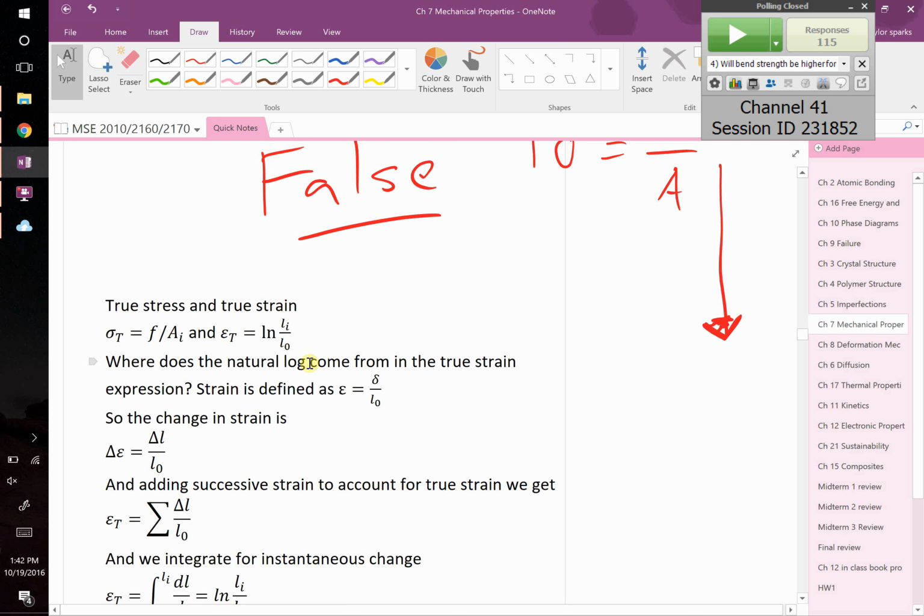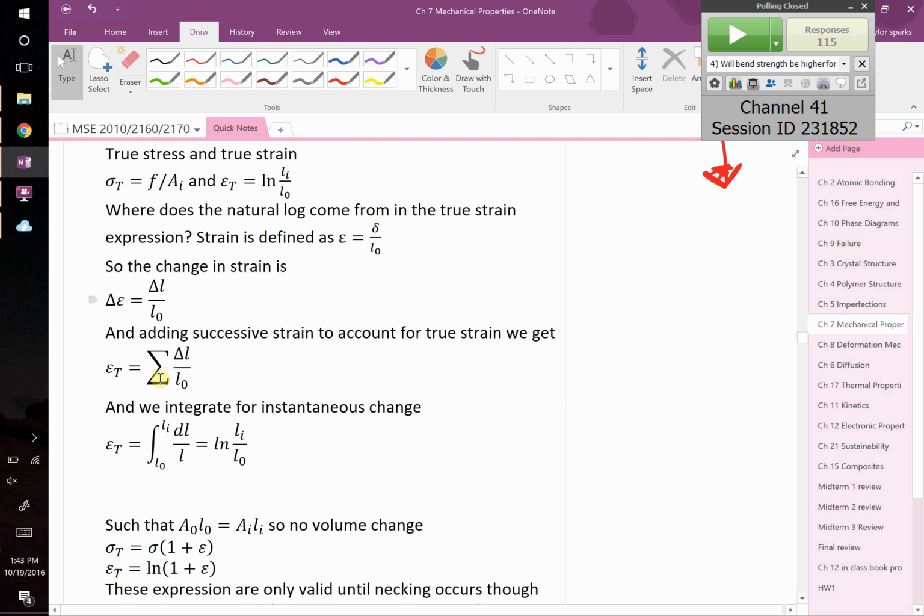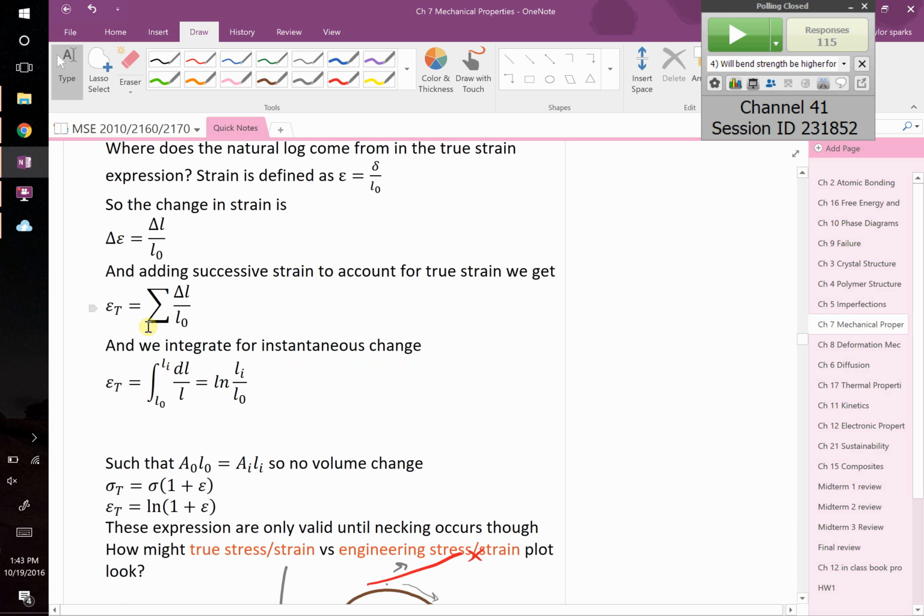Where'd that come from? So strain, we knew as your additional length over your initial length. But the change in strain would be delta epsilon, which is delta L over L, which means you have to sum up all of your successive strains. So you take the sum of all your changes in length over your length, which in engineering we call an integral. We're going to integrate dL over L, which gives you the natural log of instantaneous length over initial length.